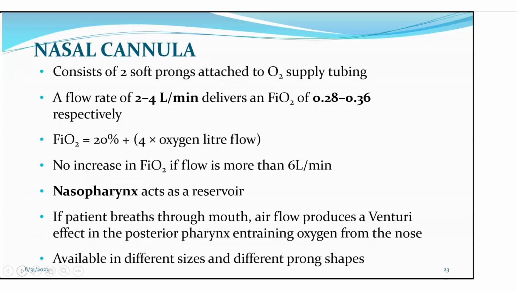Nasal cannula consists of two soft prongs attached to oxygen supply tubing. The flow is between 2 to 4 liters per minute and delivers a fractional inspired oxygen of 0.28 to 0.36 respectively, or in percentage. There is no increase in fractional inspired oxygen if flow is more than 6 liters per minute. Nasopharynx acts as reservoir. If the patient breathes through the mouth, airflow produces a venturi effect in the posterior pharynx and entrains oxygen from the nose. Available in different sizes and different prong shapes.